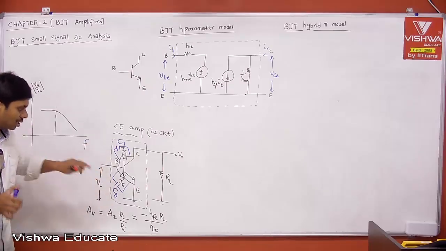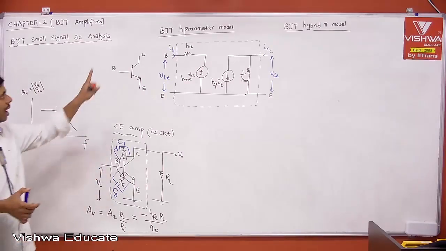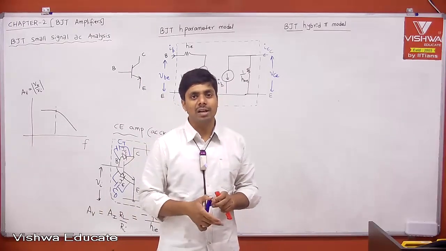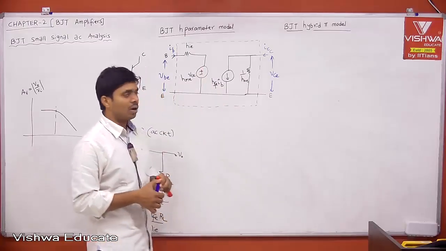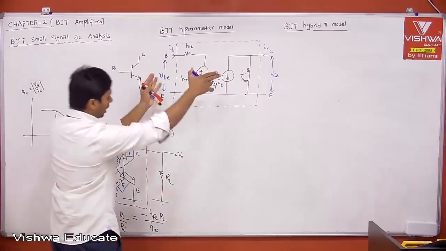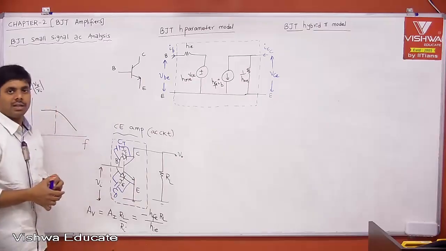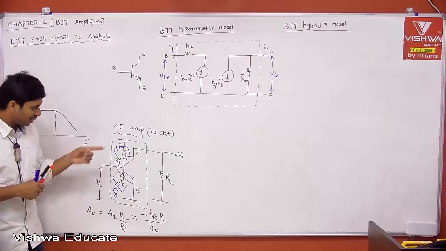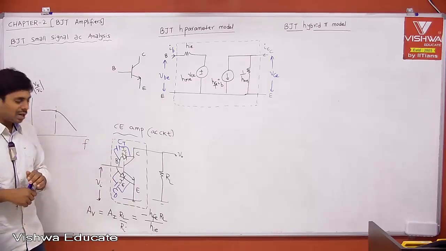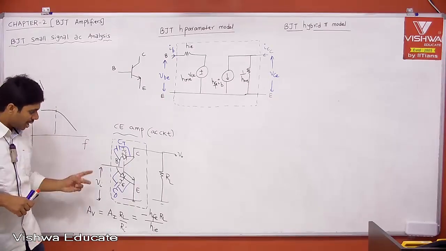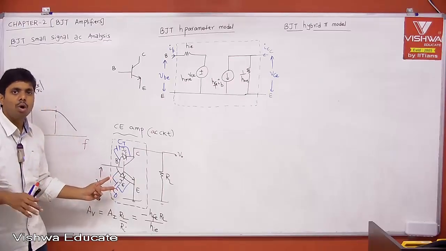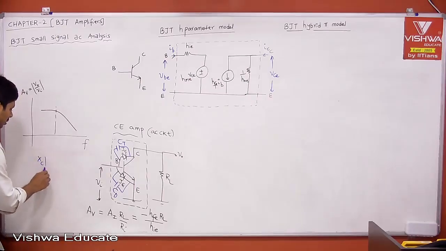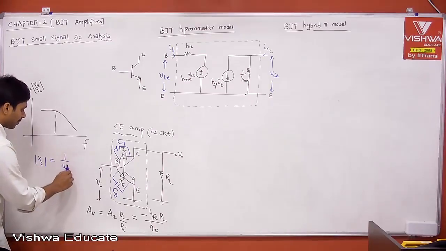These two capacitances are not considered in the h parameter model, because they are not modeled there. Always we get a gain which is minus hfe into RL divided by hie. The gain is not changing with respect to input signal frequency. But if you consider the effect of capacitances, then for low frequency or mid range of frequency, I can take this capacitor as almost an open circuit. What is the capacitive reactance? We know that XC is equal to magnitude 1 by omega C.